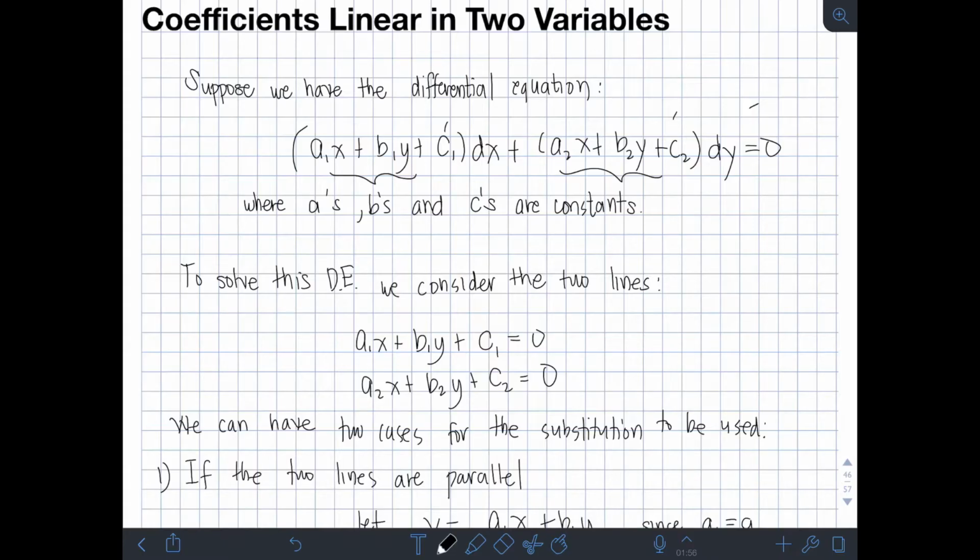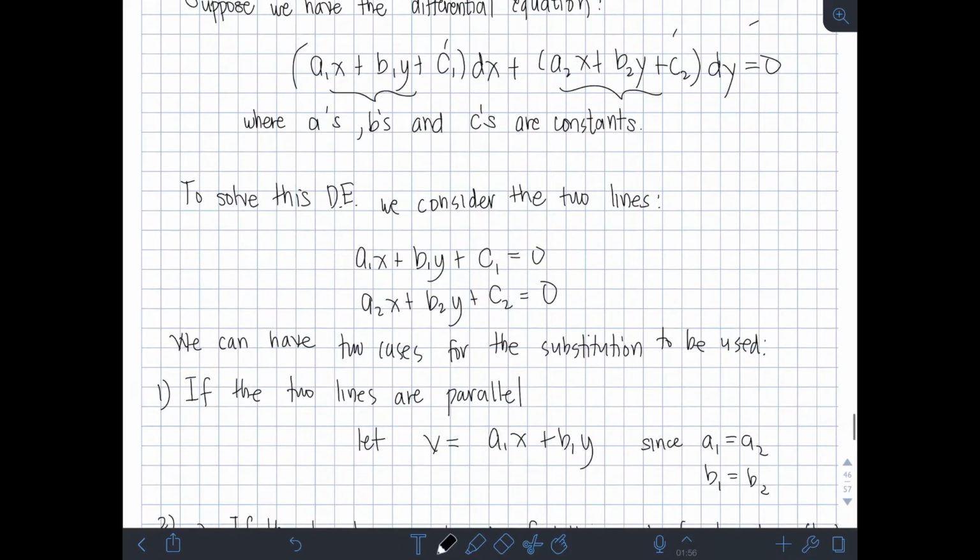Okay? So sabi, to solve this DE, we can consider the two lines a sub 1x plus b sub 1y plus c sub 1 equals 0, a sub 2x plus b sub 2y plus c sub 2 equals 0. So yung m of x, y natin, tsaka yung n of x, y, i-equate natin sa 0. So therefore, parang meron tayong nabuong dalawang linear equations. Right? So we can have two cases for the substitution to be used. So, meron tayong dalawang case dito.